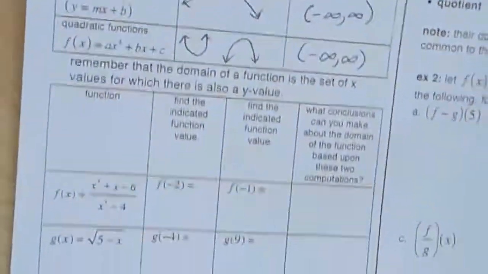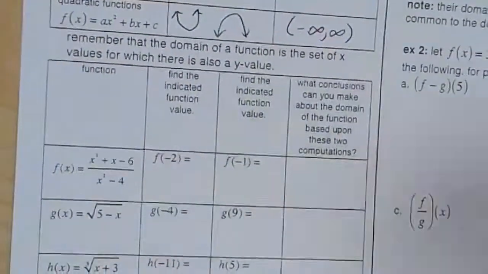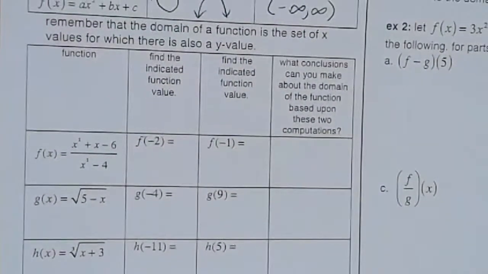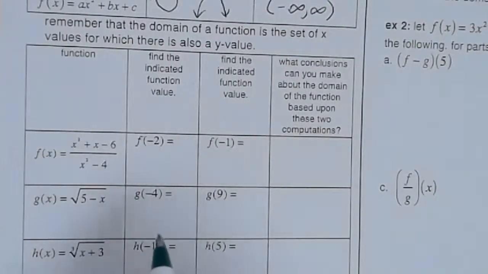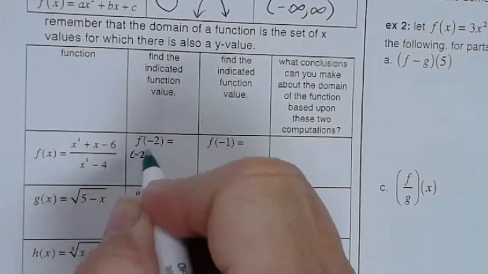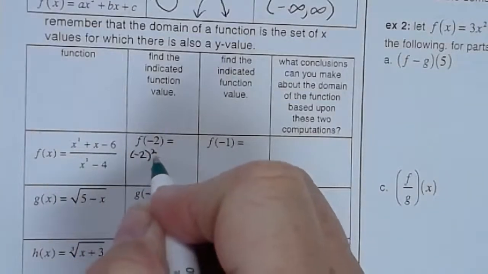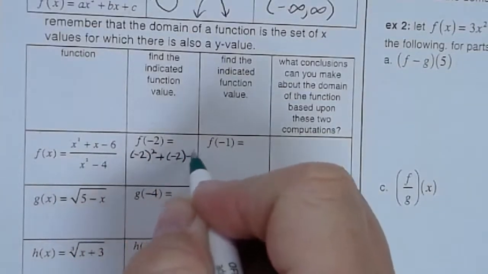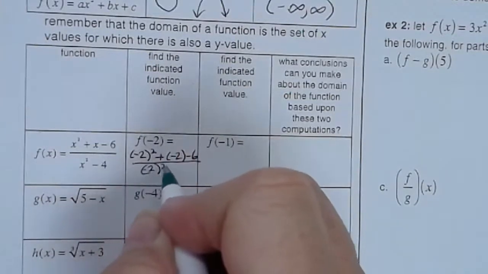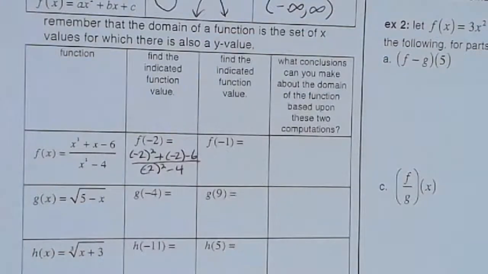So now when we go beyond that, the domain of a function is a set of x values for which there is also a y value. So if we're looking at this equation right here and we're trying to find f of negative 2, this means we would go negative 2 squared plus negative 2 minus 6 all over negative 2 squared minus 4.